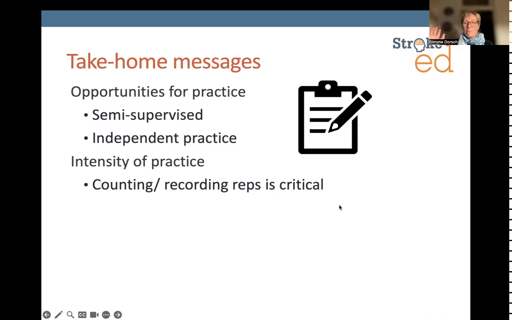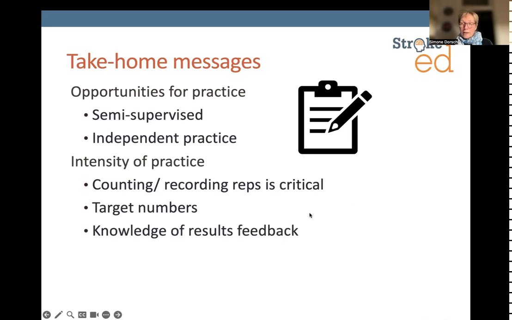And then you can have target numbers. You can celebrate the amounts of practice people are doing. Target numbers are a big driver of intensity of practice, and so is knowledge of results feedback, providing motivation for people to keep plugging away and churning out lots of reps intensively. So if there are things in there that you're not doing, then it is absolutely critical to change what you have in place in your clinical settings, so that people are achieving enough practice in order for them to see change.